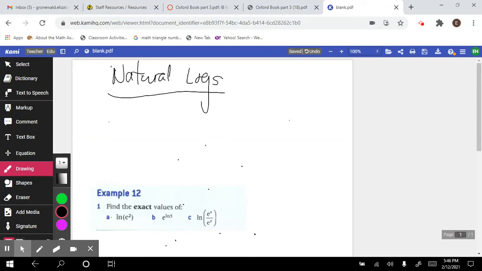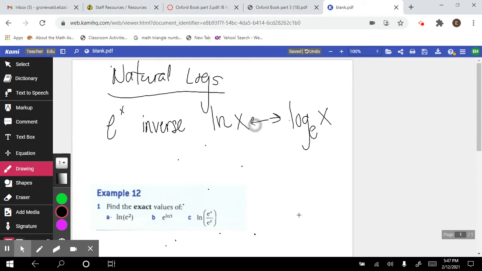So the next thing that we're going to go over is natural logs. Last section we learned about the special number e, which is just an exponent with a special base. The inverse of that is what's called natural log of x, which is a shorthand of saying log base e of x. So yeah, these two go together and they cancel each other out when they're right next to each other.